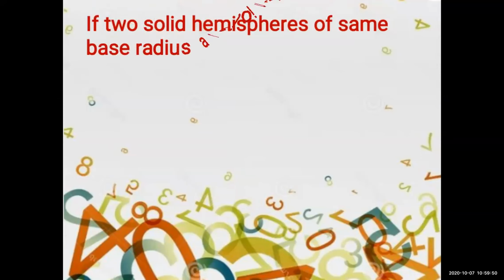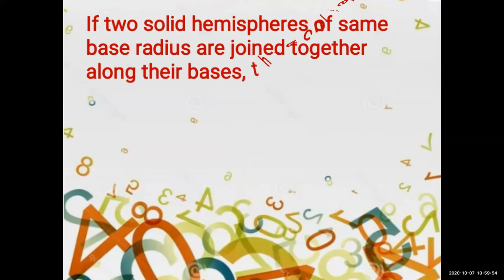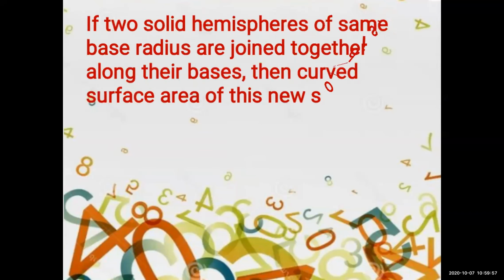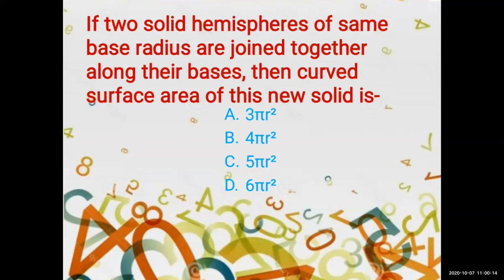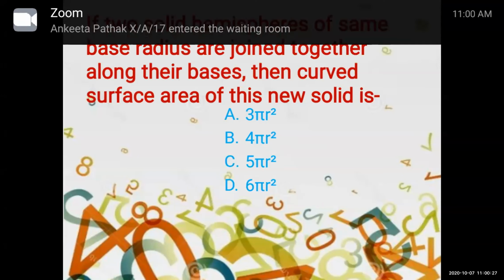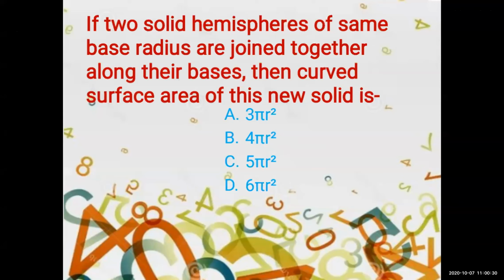If two solid hemispheres of same base radius are joined together along their bases, then the curved surface area of this new solid is: option A 3 pi r square, option B 4 pi r square, option C 5 pi r square, option D 6 pi r square. Your time starts.